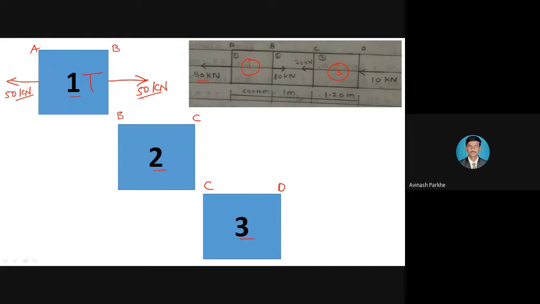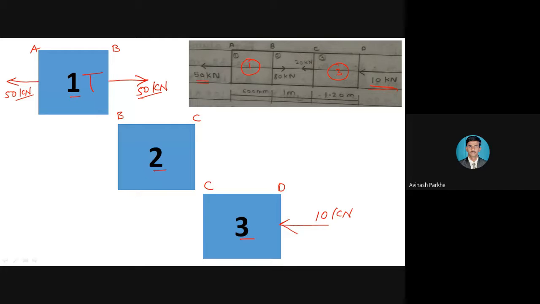This is about section number 1. Same process we have to follow for section number 3. So in section number 3, how much external load is applied and where is it applied? Here I can see in section number 3, this 10 kilonewton force is applied externally. Where is it moving? It is moving to the left side. So I will take this particular force as it is along with its direction. How much? 10 kilonewton force.